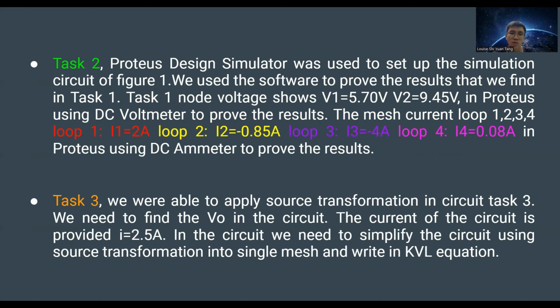For task 3, we are able to apply source transformation in circuit task 3. We need to find the VO in the circuit. The current of the circuit is provided I equal to 2.5 ampere. In the circuit, we need to simplify the circuit using source transformation into single mesh and write in KVL equation. Now is passed to Dania Najwa to conclude the project.